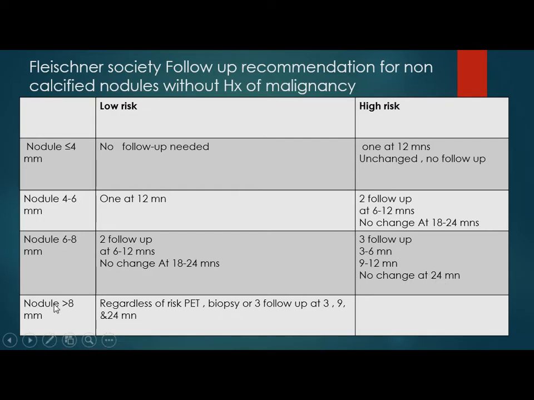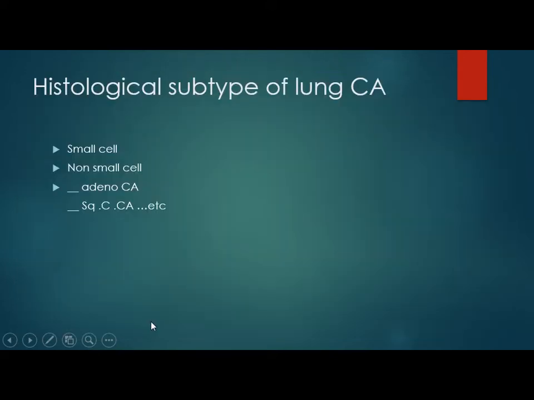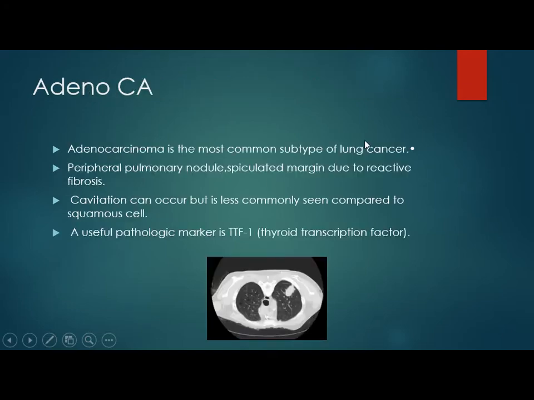For a nodule more than 8 mm, regardless of the risk factor: PET scan, biopsy, or 3 follow-ups at 3, 9, and 24 months. We have histological subtypes of lung cancer. We have either small cell or non-small cell cancer. Non-small cell includes adenocarcinoma, squamous, and so on.